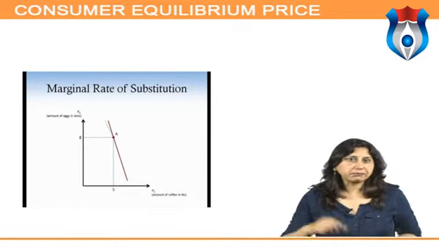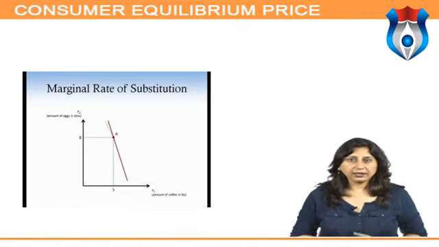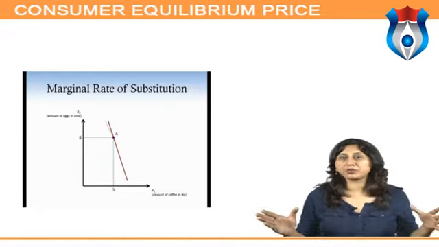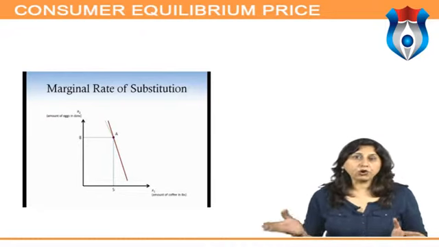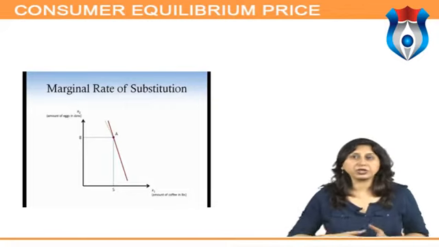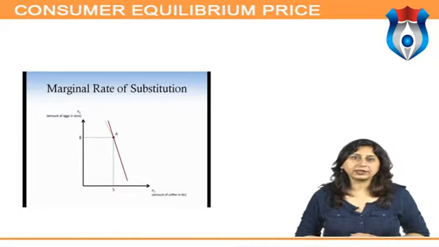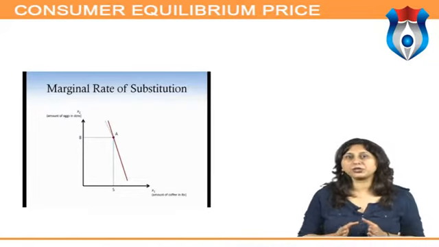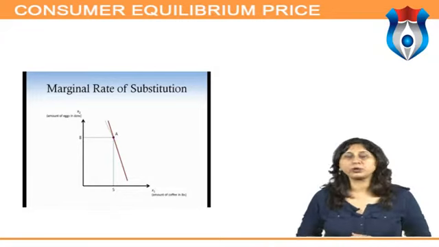It is called the marginal rate of substitution, MRS. The marginal rate of substitution reflects the maximum amount of good Y the consumer would be willing to give up in order to obtain an additional unit of X. The slope of an indifference curve, the MRS, reflects the value placed on the additional unit of a good in terms of the other goods the consumer would be willing to give up.